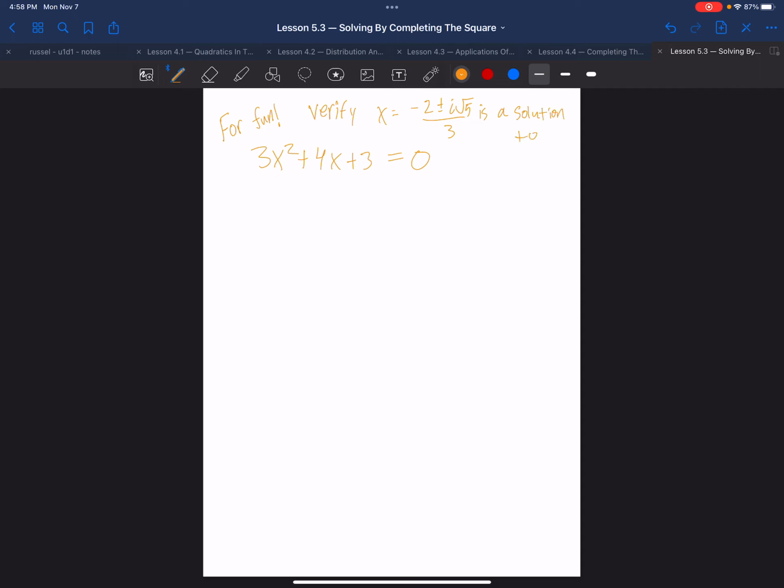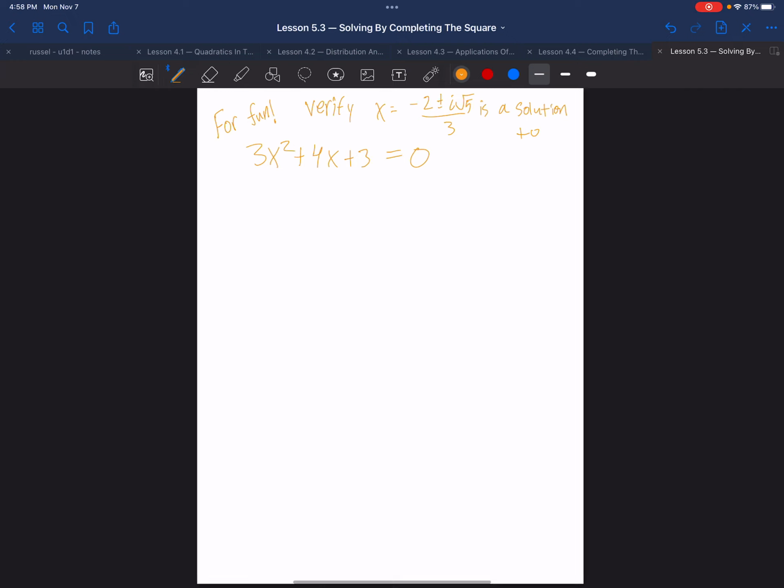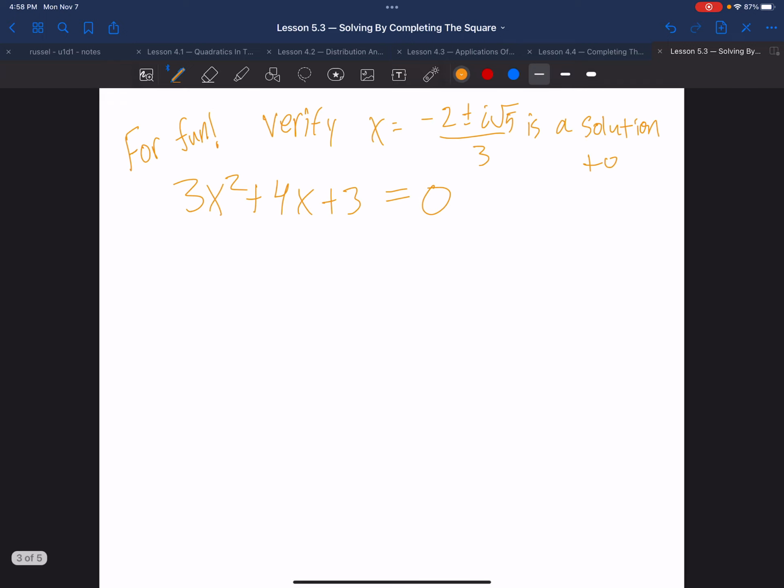One of my classes asked me to do this. I didn't do this for every class, but one class said, hey, how is that the solution? So this is for fun. I'm not going to make you do this on a test or quiz, but you could to verify your solution. It's a good idea too, but it's just a bit complicated. It's just algebra, it's just like busy work. So I don't really care that much whether you are verifying this or not, unless it's just for your own sake.